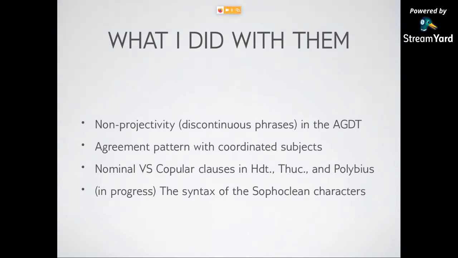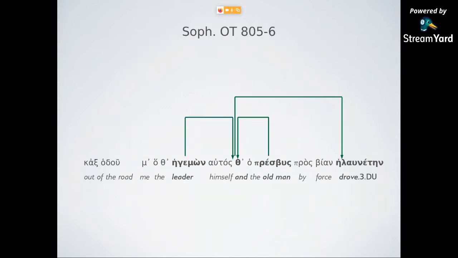Then I also did some work on nominal sentences in some prose authors, and what I'd like to do right now is to study the syntax of the different characters in Sophocles, but I will not talk too much about that. So let's take one example to illustrate in a nutshell what this work of doing linguistic research using a Treebank is, using this study that I mentioned on the agreement patterns with coordinated subjects.